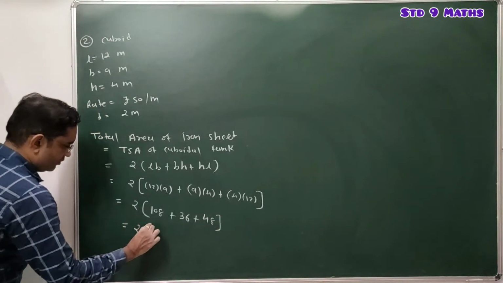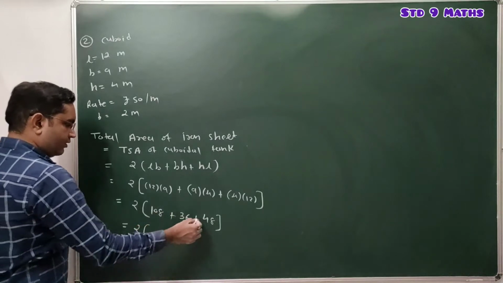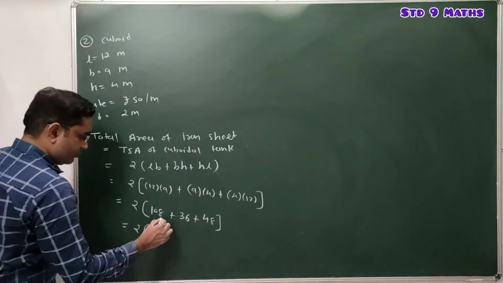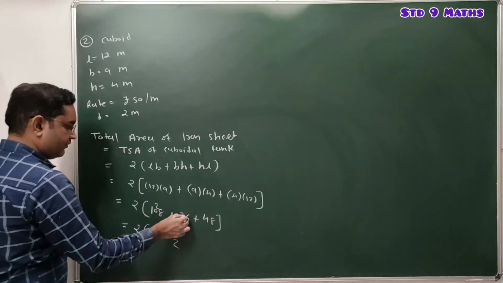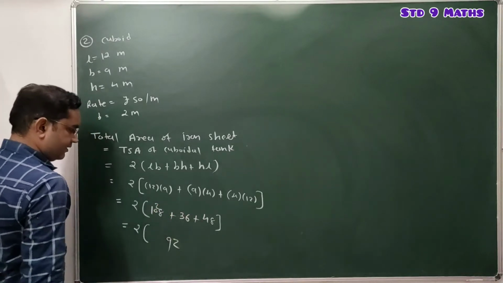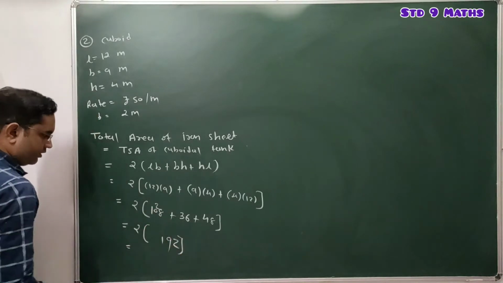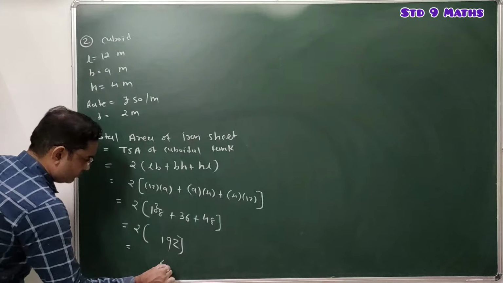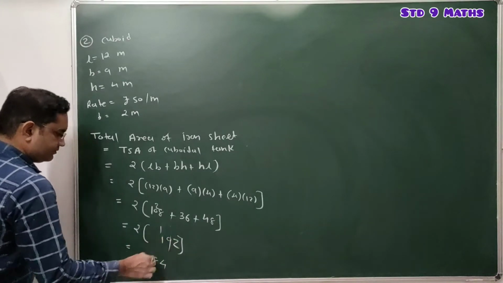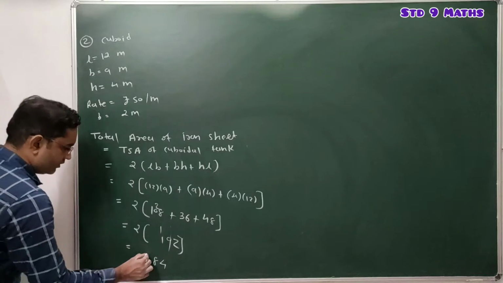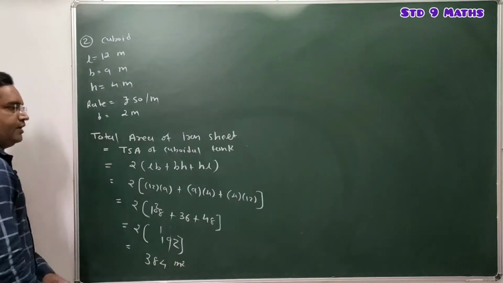So this is equal to twice of this addition. 8 plus 6 is 14, 14 plus 8 is 22, 2 carry 2, 2 plus 3 is 5, 5 plus 4 is 9. This one is 1. 192 into 2 is equal to: 2 fours are 8, 2 nines are 18, 2 ones are 2 plus 1 is 3. 384 meters square is the total area.